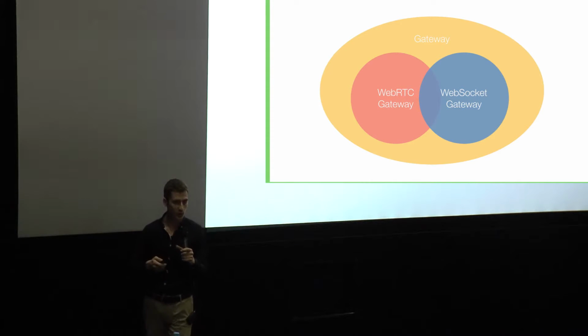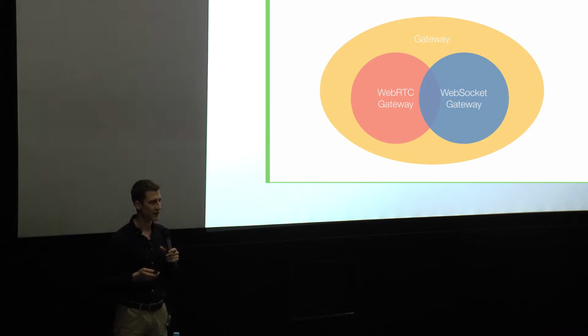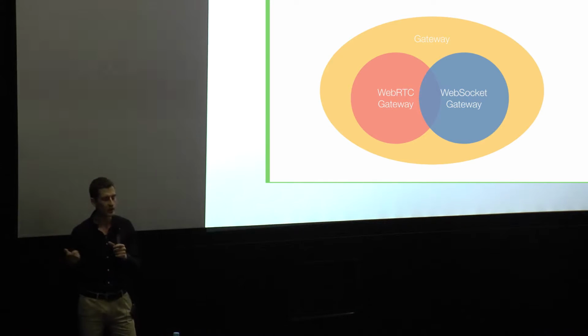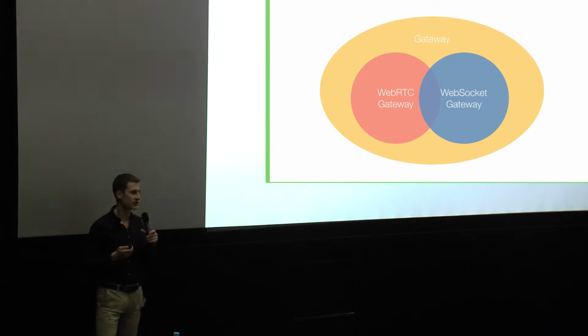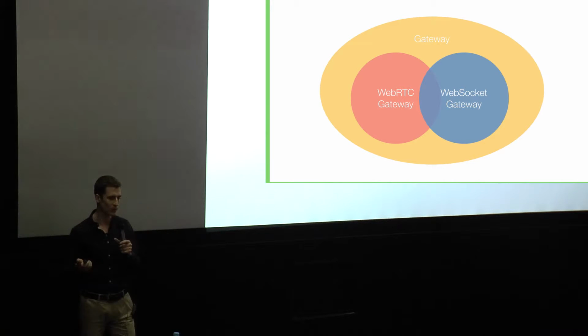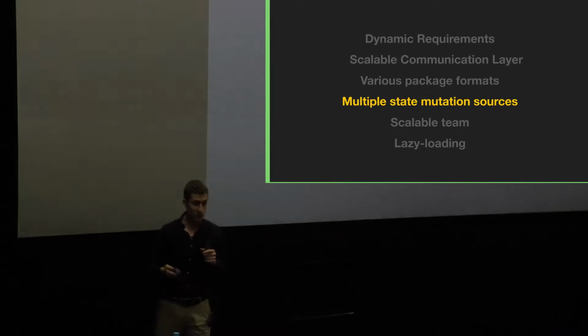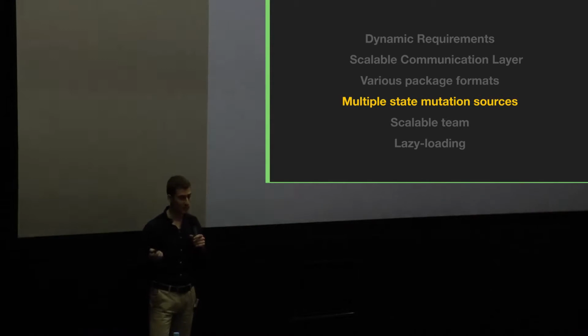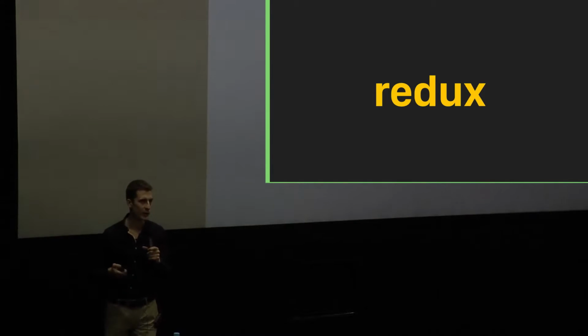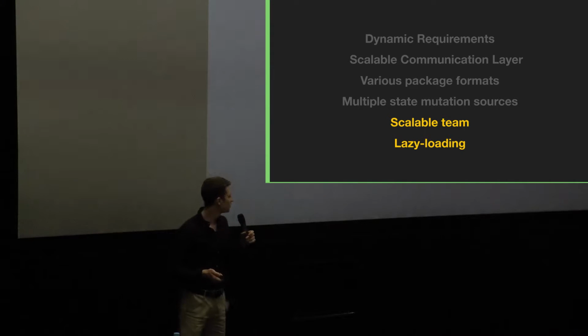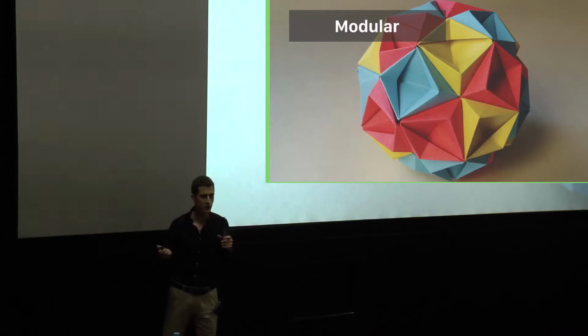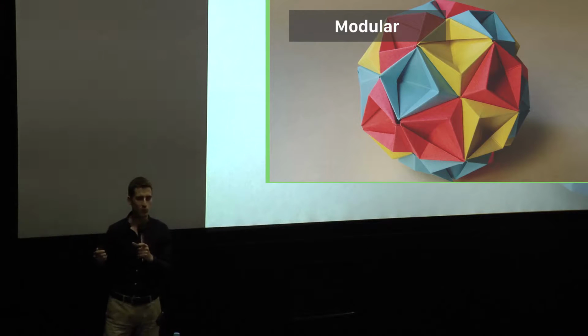So you can write your code with this abstraction in mind, and basically you can include different implementations of this abstraction, and your application is still going to work. So you will not have to rewrite it every 6 weeks. The mutable states, the multiple state mutation sources, well, they can be handled with something like Redux, where you have predictable state management. And for the scalable team and lazy loading, you can make your application just modular.